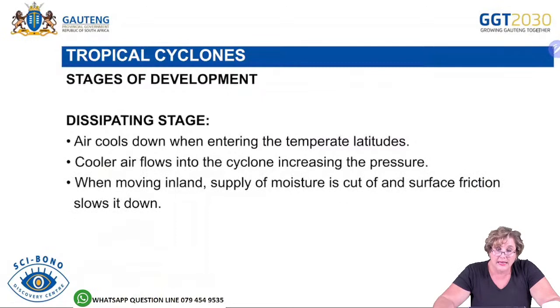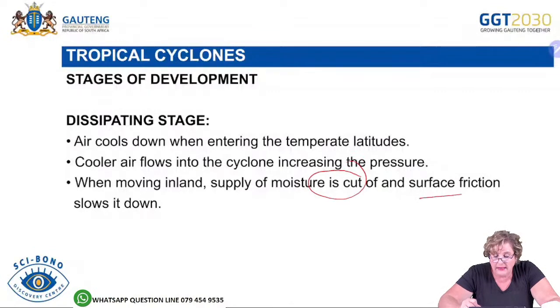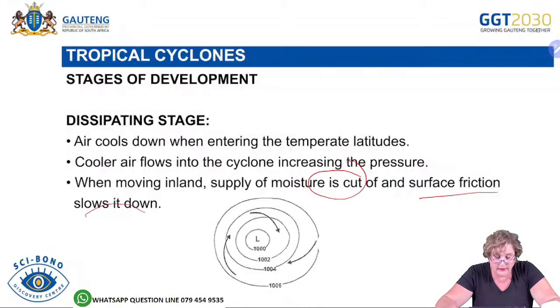When it's moving inland, it is going to start moving over the land. It will be cut off from the moisture, that means not over the ocean anymore. And it will have surface friction that will slow it down. And that's one of the reasons why a tropical cyclone dies as it moves over land.